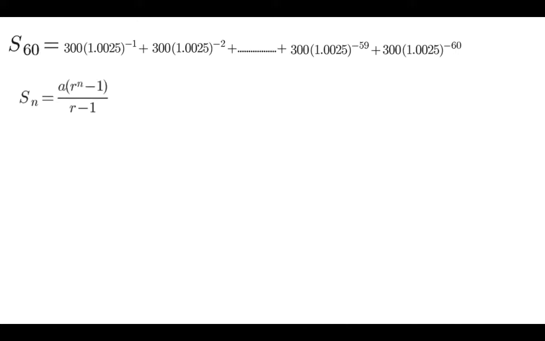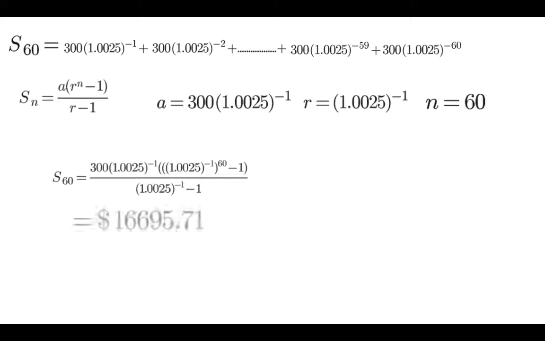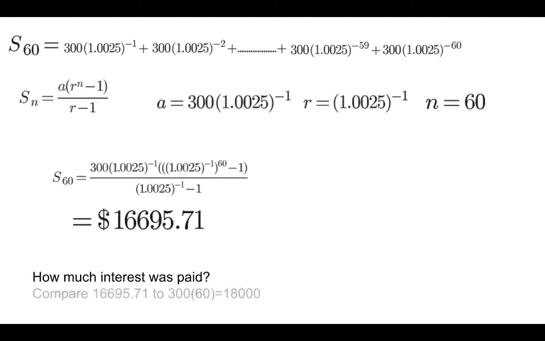If we wanted to add those up, it's actually a lot messier than the future value formula. The A value is not so nice, that's the first value. The R value is not so nice, it's 1 over 1.0025, or 1.0025 to the negative 1. The N value is 60, and when you sub it in, it kind of looks ugly. But it does give you the present value. So if you multiplied 300 by 60, you'd get $18,000. That's how much you're going to pay for this loan. The present value is $16,695.